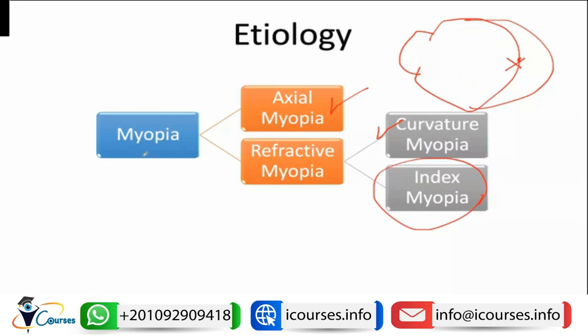So again, myopia can be either due to increasing the length of the eye, as in axial myopia, or increasing the power of the eye, as in refractive myopia. The refractive type can be either due to increasing the curvature, so it can be more curved, like in keratoconus or lenticonus, so the refracting surfaces of the eye assume a more curved shape, or it is due to increasing the refractive index of the refracting surfaces of the eye.